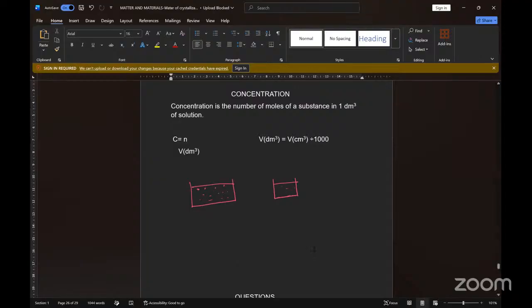Okay, so this is important. Now, the formula for concentration is number of moles divided by volume, but the volume must be in decimeter cube or liters. However, in some of the questions you will come across very soon, they give you the values in centimeters cube. To change centimeters cube to decimeter cube, you have to divide your centimeters cube by 1,000 and then you substitute it in.